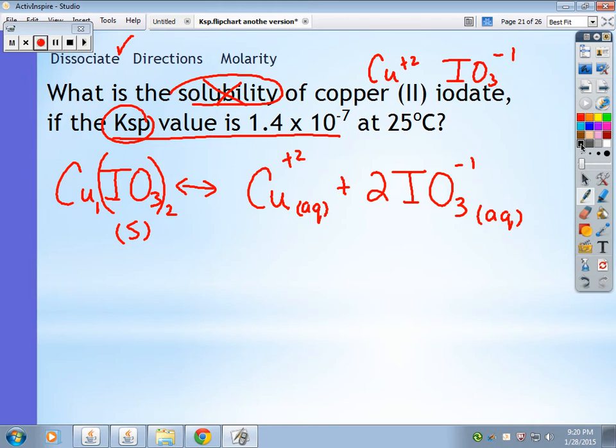Because there's a 1 to 2 ratio here. That's why there's a 2 out front here and a 1 out front here. Now, let's look at our ratio. For every one of these, what do you have? One of these. For every one of these, how many iodate ions do you make? 2. So that's going to come into play in a little bit.